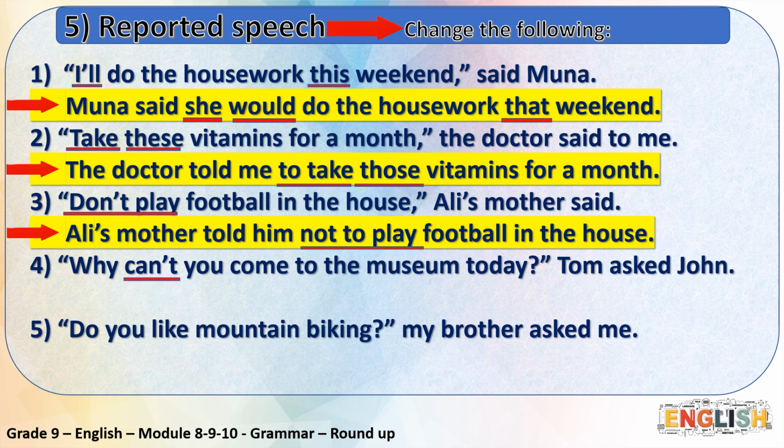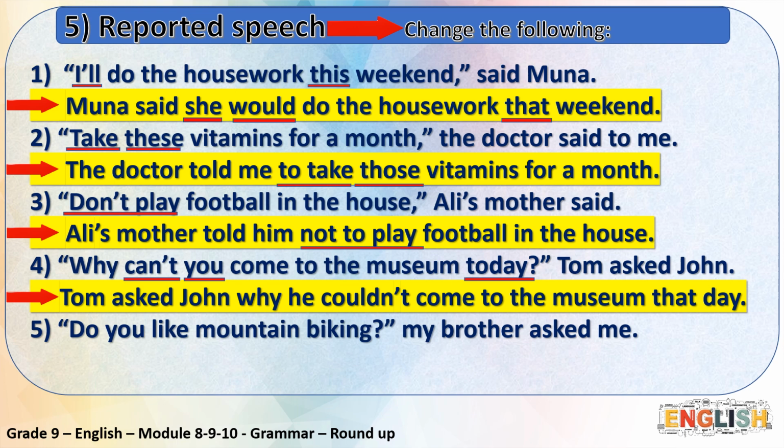In number 4, which is a WH question because it starts with why, can't you come to the museum today? In this sentence we have to make some changes regarding the position of the helping verb with the subject. So we have to swap between you and can't. Then we have to change the word today. So the reported sentence or question should be in the following way. Tom asked John why he couldn't come to the museum that day. Here we put why in its position, then we changed you into he and can't into couldn't, and we swapped position. Then we changed the word today into that day.